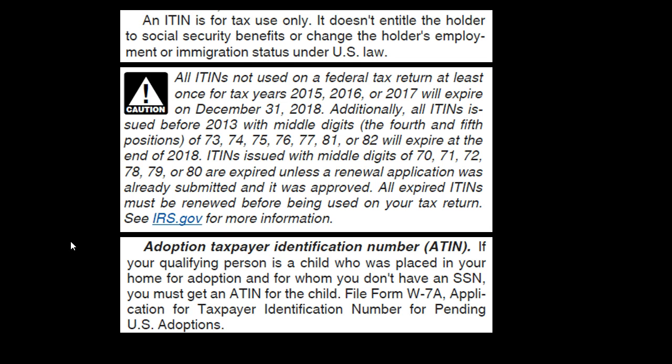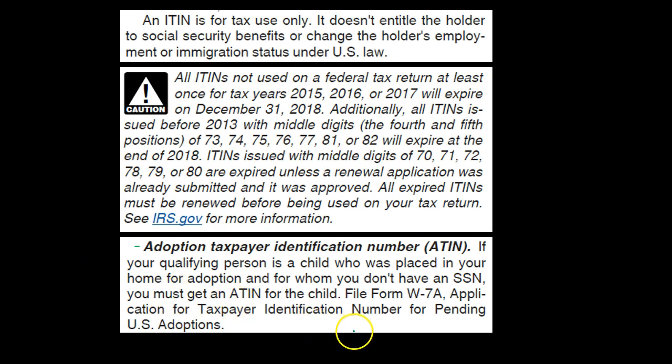Adoption taxpayer identification number. So this is the ATIN, having to do with an adoption situation. So if we are in a situation with an adopted child, this would apply. If your qualifying person is a child who was placed in your home for adoption and for whom you don't have a Social Security number, you must get an ATIN for the child.